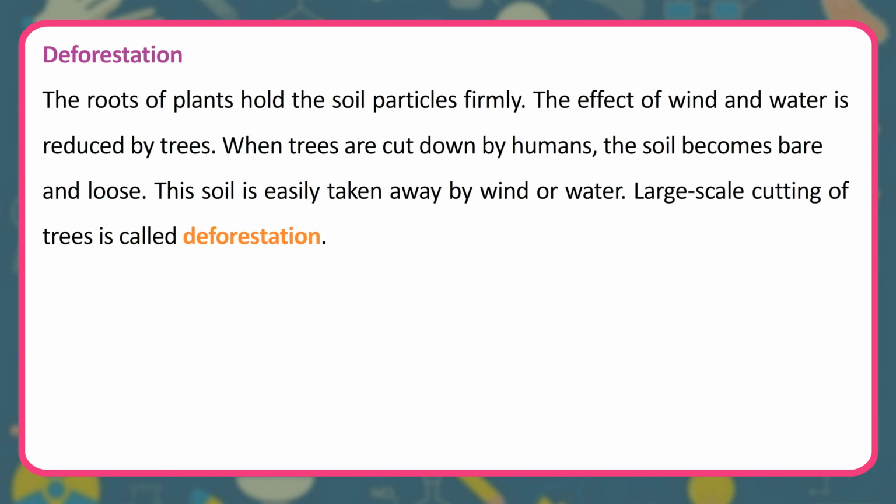Deforestation. The roots of plants hold the soil particles firmly. The effect of wind and water is reduced by trees. When trees are cut down by humans, the soil becomes bare and loose. This soil is easily taken away by wind or water. Large-scale cutting of trees is called deforestation.